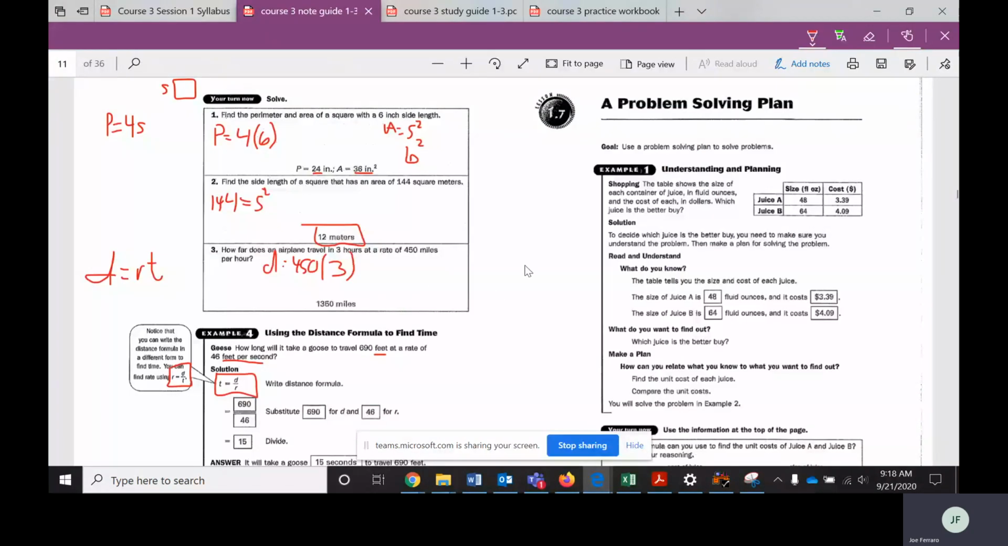We're going to start in the note-taking guide. So if you don't have that, hit pause, go grab the note-taking guide, open to 1.7. 1.7 is just called a problem-solving plan. It's kind of using some things that should be reviewed from the past, but we'll go over them here, looking at different ways you can solve some problems.